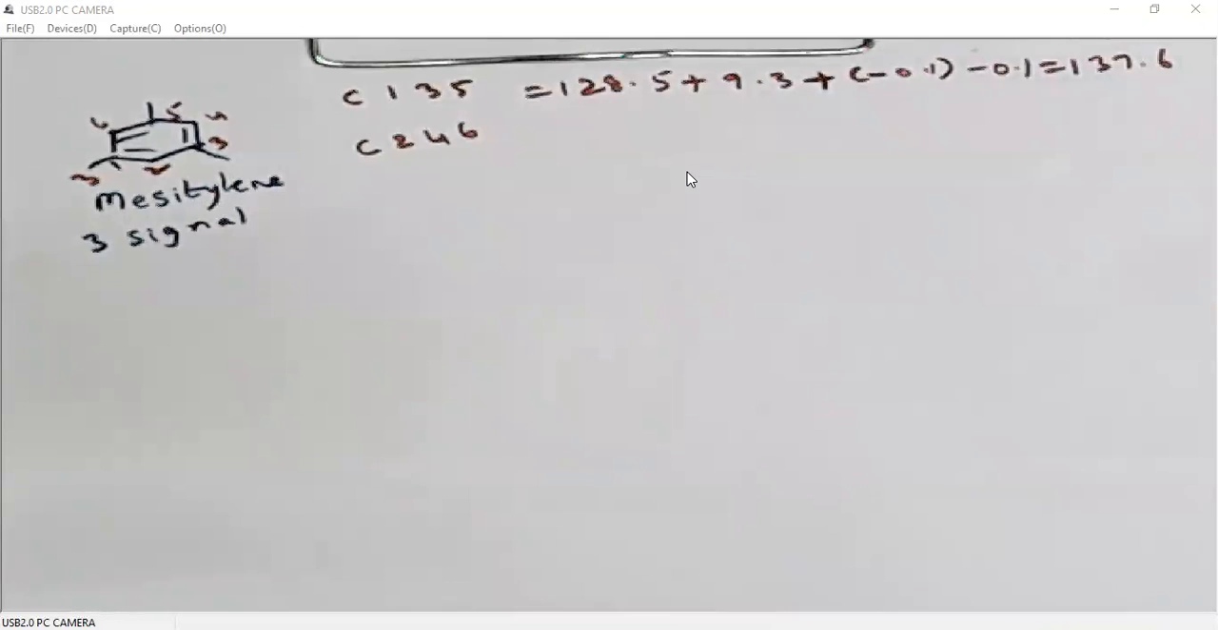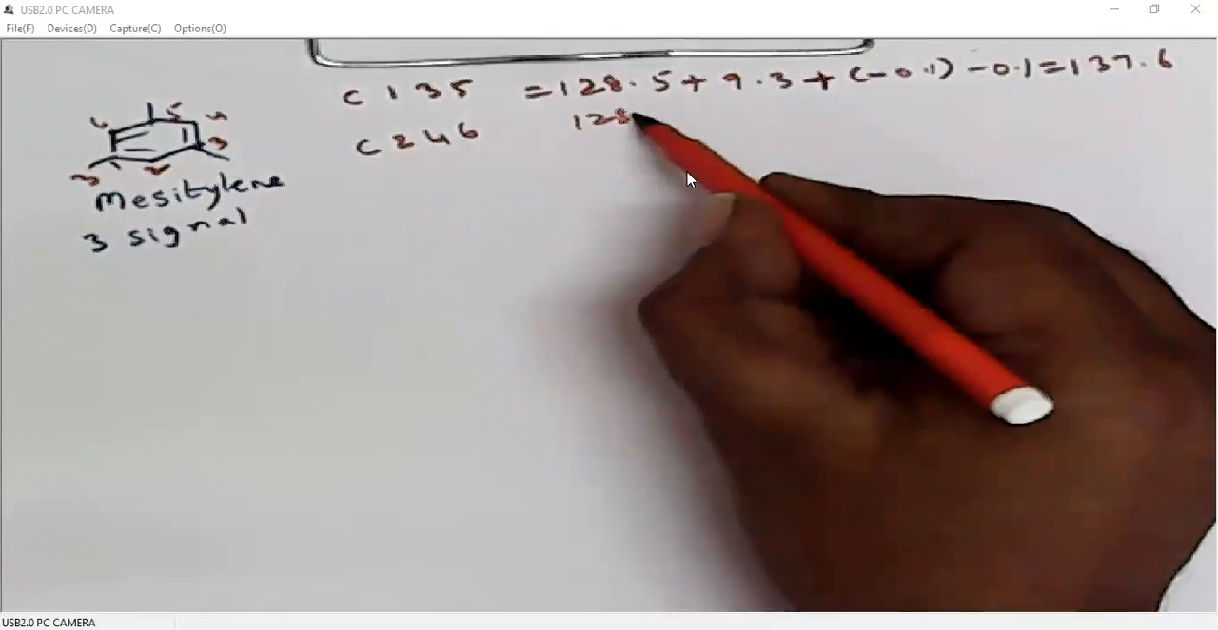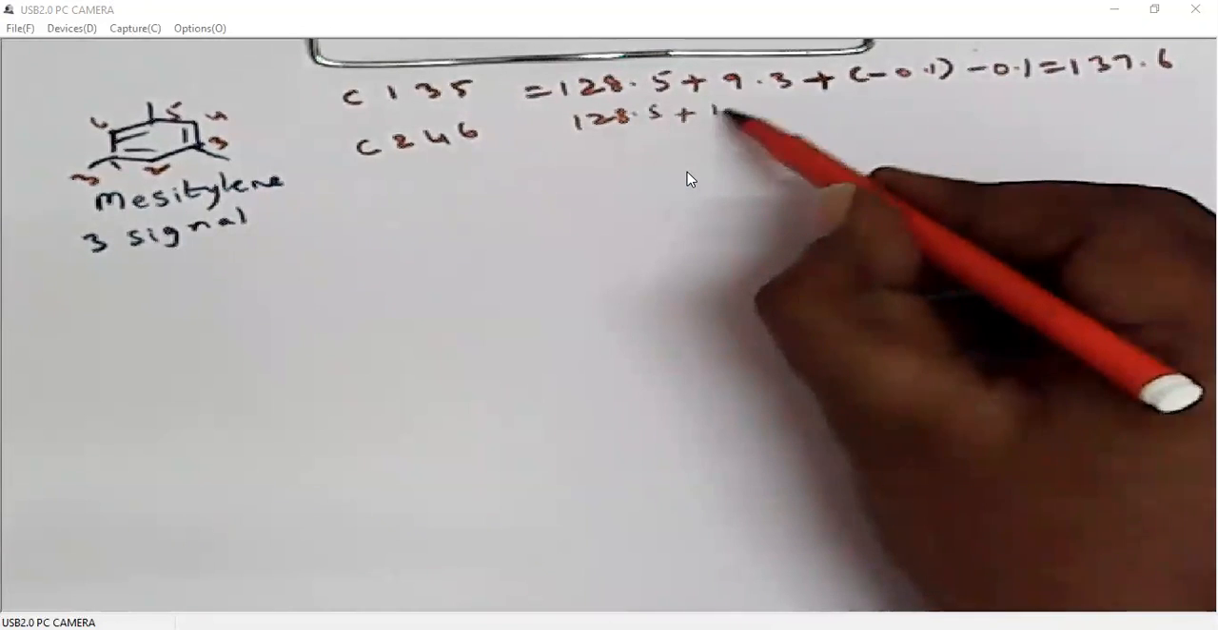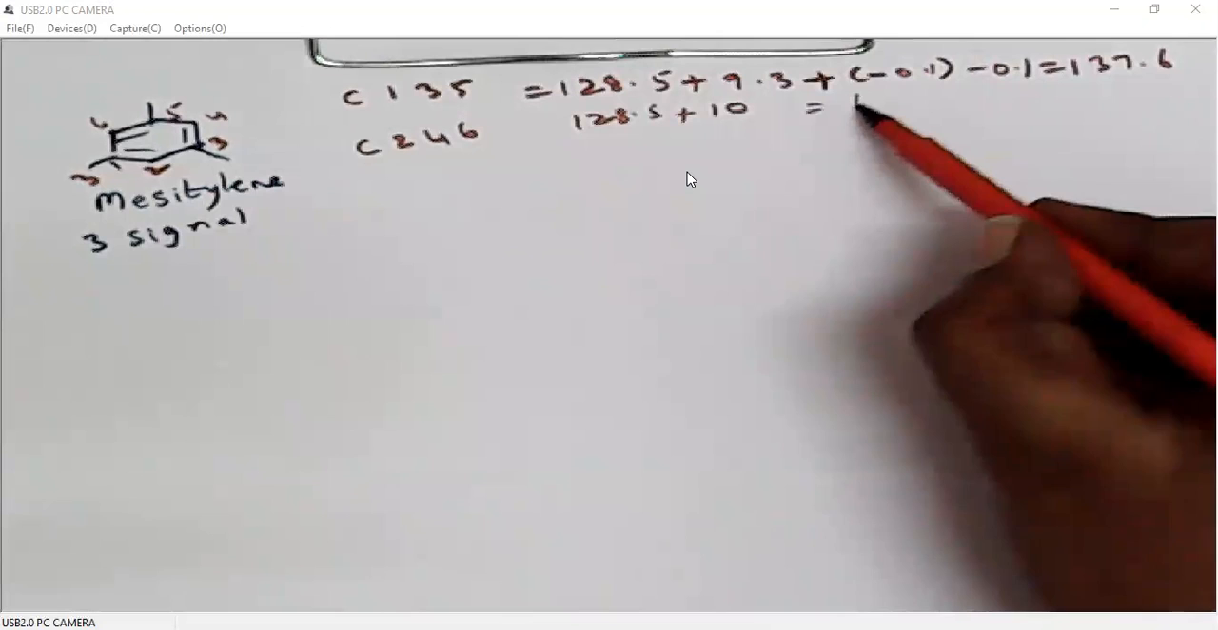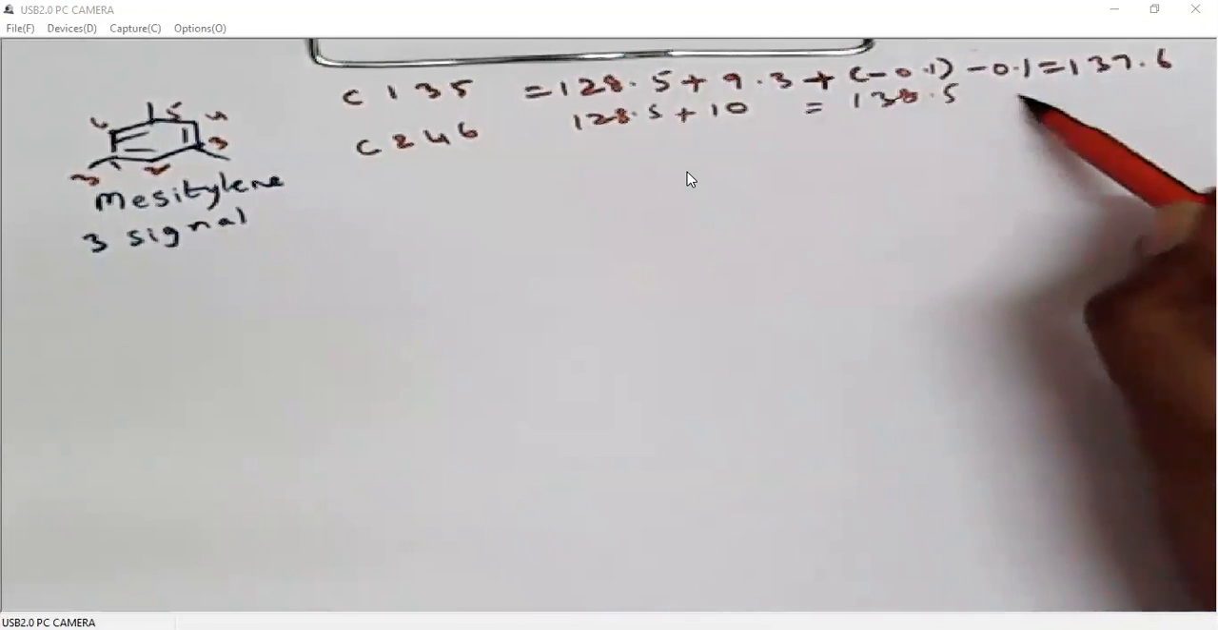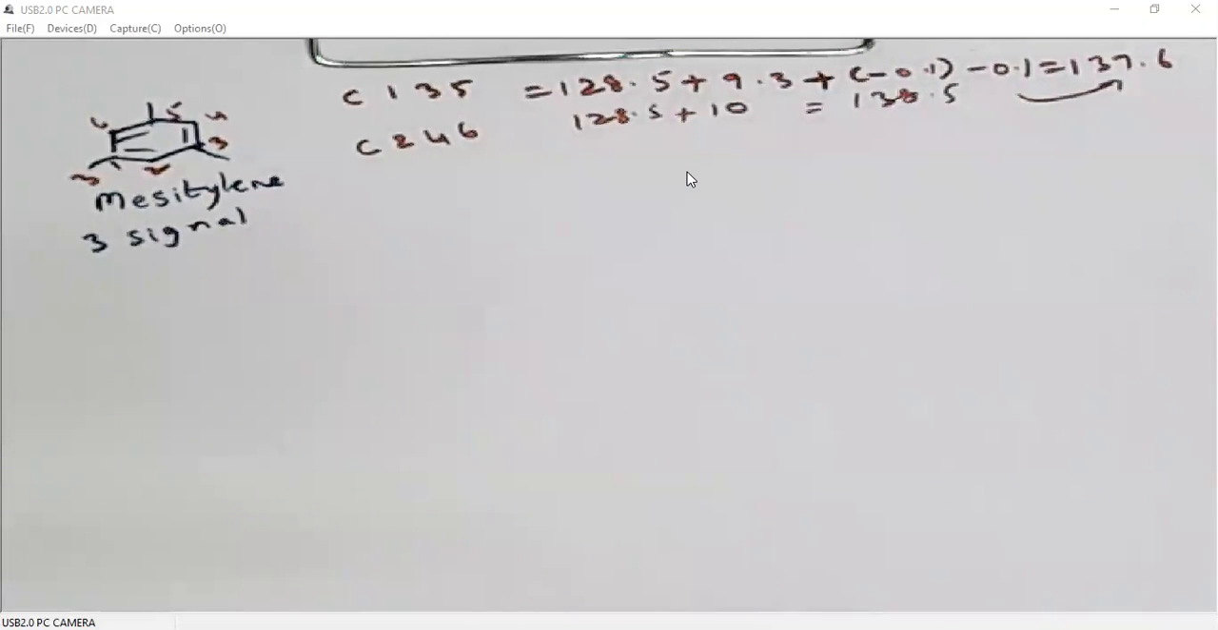But we will try calculating using my shortcut. As I said, for methyl group, if it is at alpha position, add 10, ignore the other positions. So the resultant is 138.5. So it is almost similar value.